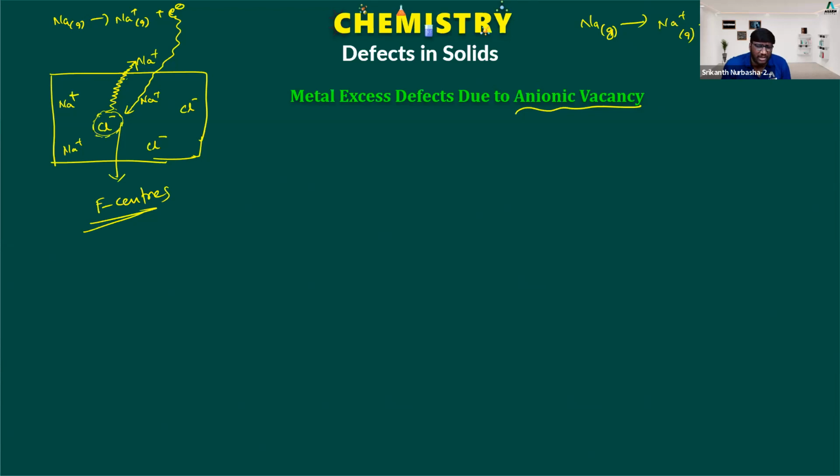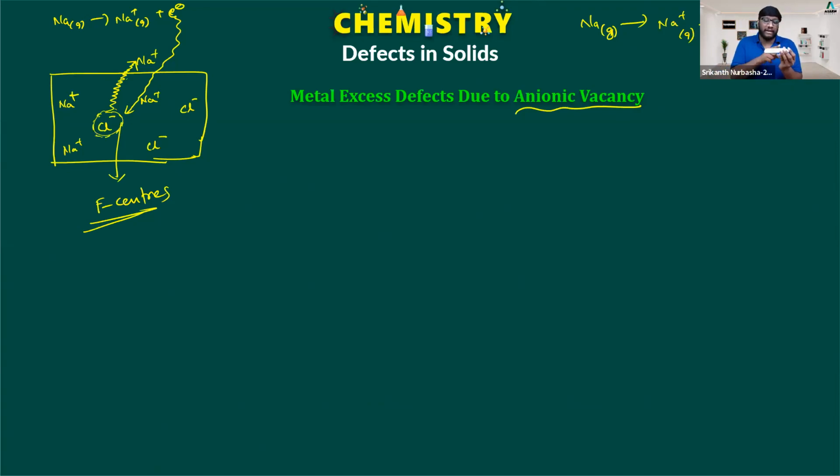You may ask a question, sir: what makes the Cl minus move away? The thermal energy and the new electrostatic force of attraction. Because Cl minus is not free, it is also in electrostatic attraction with other ions. So Cl minus will diffuse due to the new electrostatic force of attraction and the thermal energy. We are heating it, no, the thermal energy.